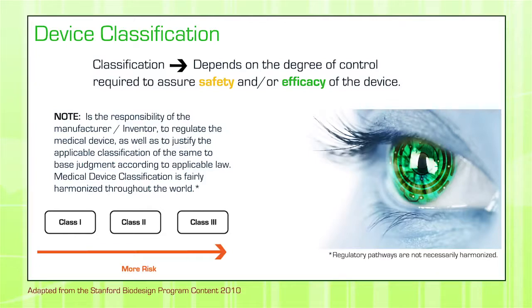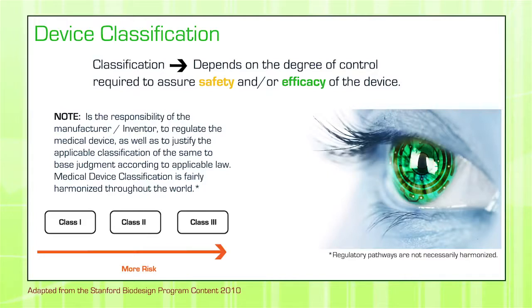Okay, so in the classification of the US, what you should know is that it depends on the degree of control required to assure safety and efficacy of the device. And it is the responsibility of the manufacturer or inventor, at the moment of submitting their application for regulatory approval, to justify the applicable classification of the device on the basis of judgment according to applicable law and to the medical device classification that is fairly harmonized throughout the world.